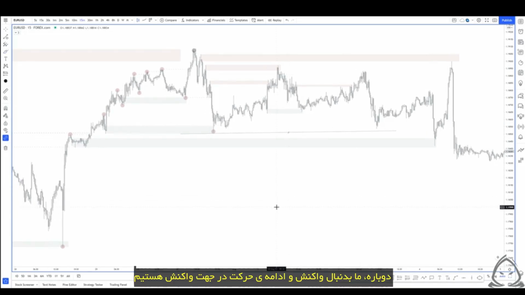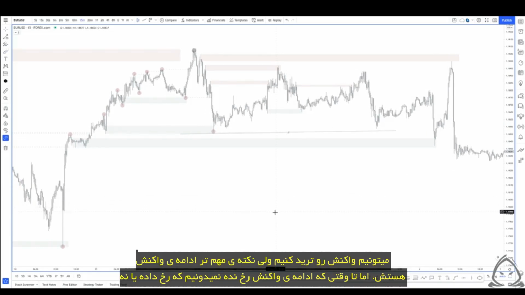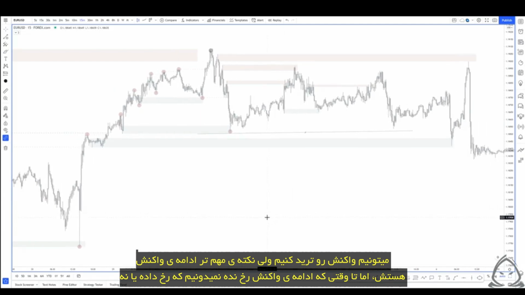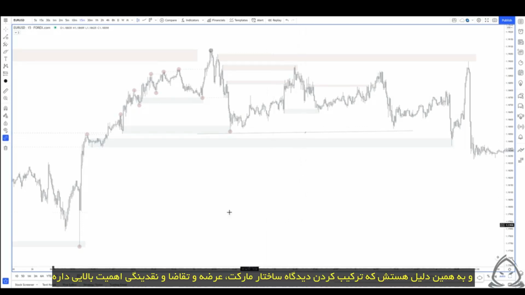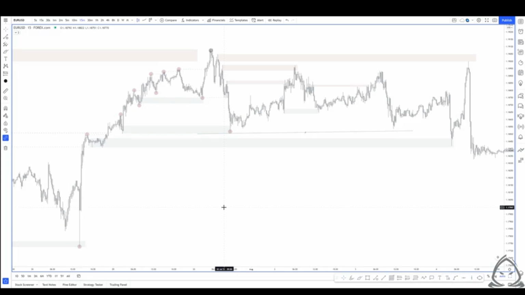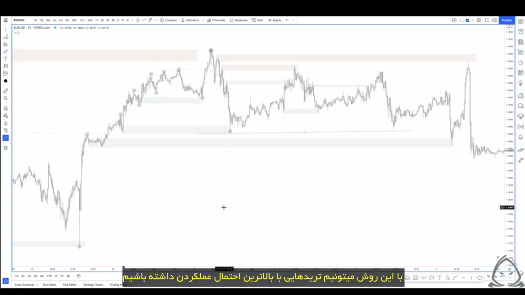Again, we're looking for reactions and follow through. We can trade the reactions, but it's more important than trying to get the follow through. But we don't know what's going to follow through until obviously it follows through. And that's why it's important to combine market structure, supply and demand zones, and liquidity concepts. That way we can build the highest probability trades.